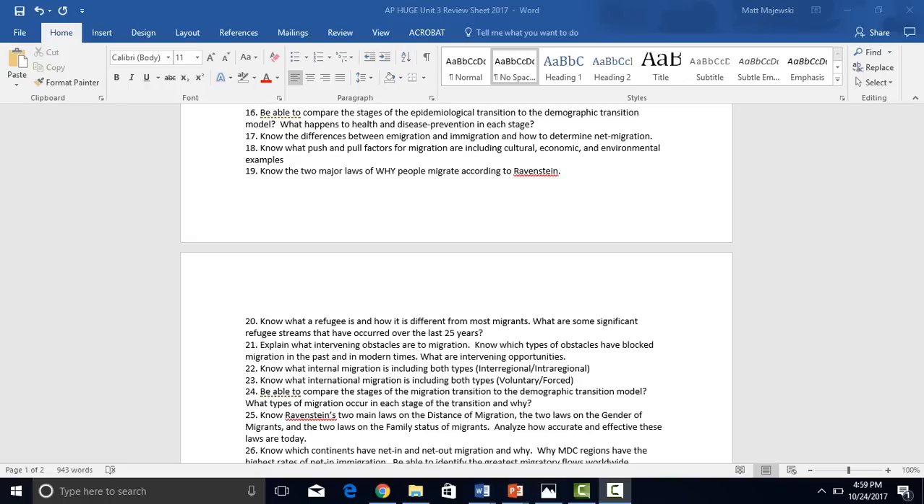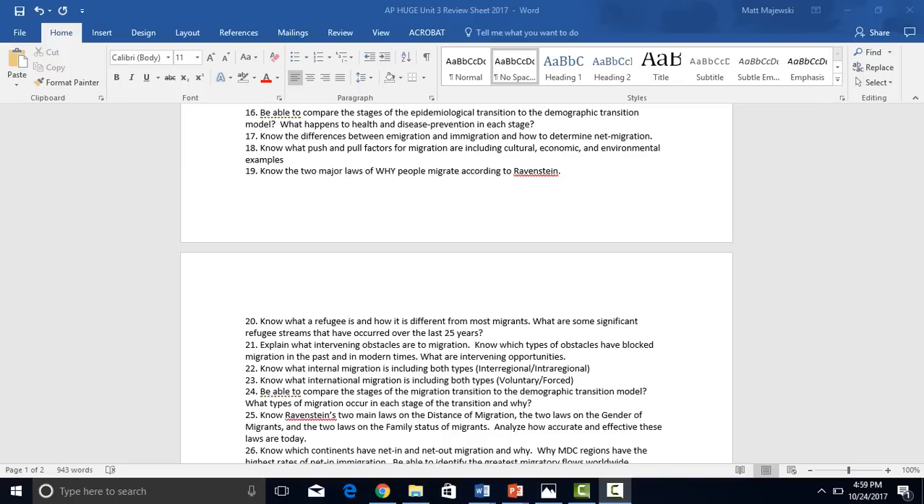Alrighty? So anyways, number 18, know what push and pull factors are. Push factors are what causes you to leave a country. It's the negative that existed in your country that caused you to want to leave. A pull factor is what attracts you to the place that you ended up in. A pull factor is usually positive, right? Because it helps explain why you chose to migrate to where you migrated to.